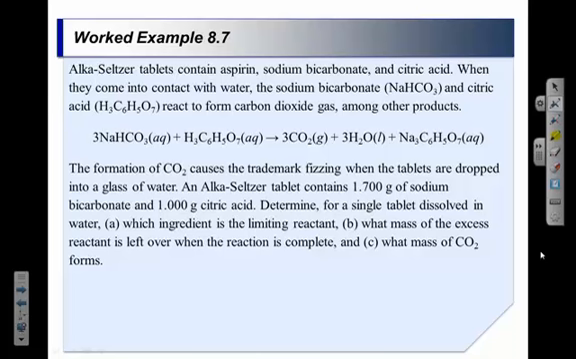So here we have a balanced reaction. This is the reaction that takes place when you put an Alka-Seltzer tablet in water. The reactants, the sodium bicarbonate and the citric acid, are both part of the Alka-Seltzer tablet. So why does the Alka-Seltzer tablet not undergo the reaction until you put it in water?